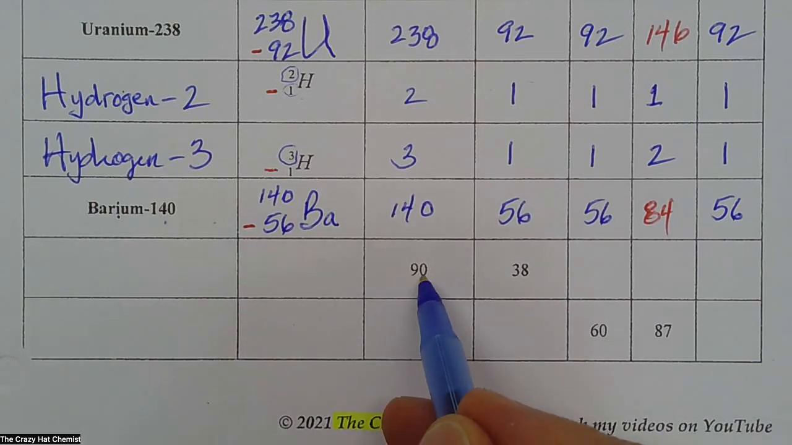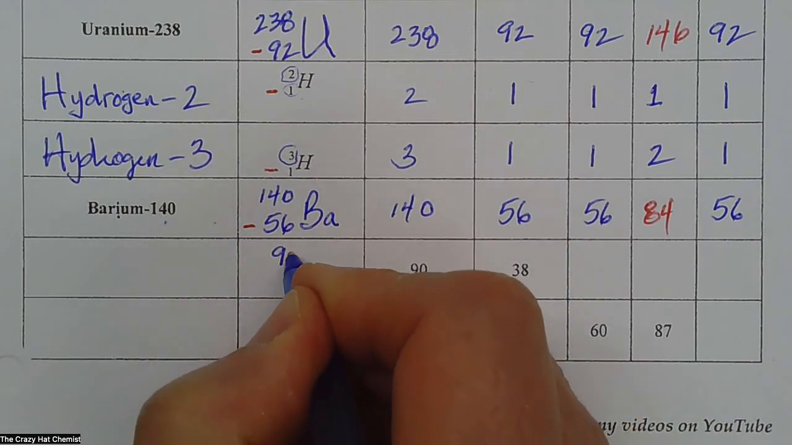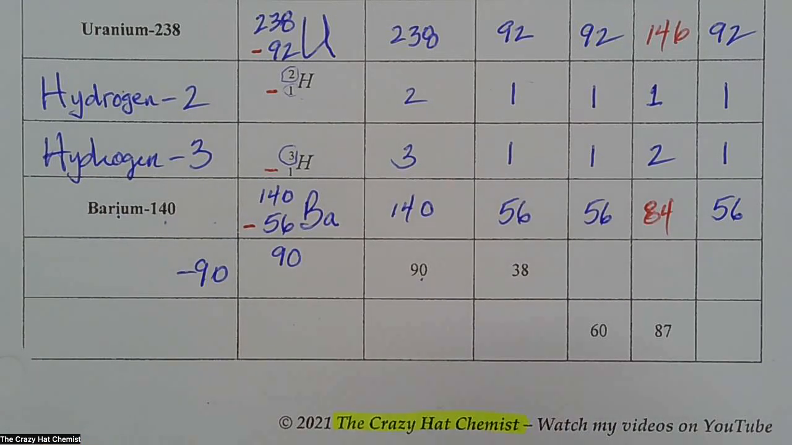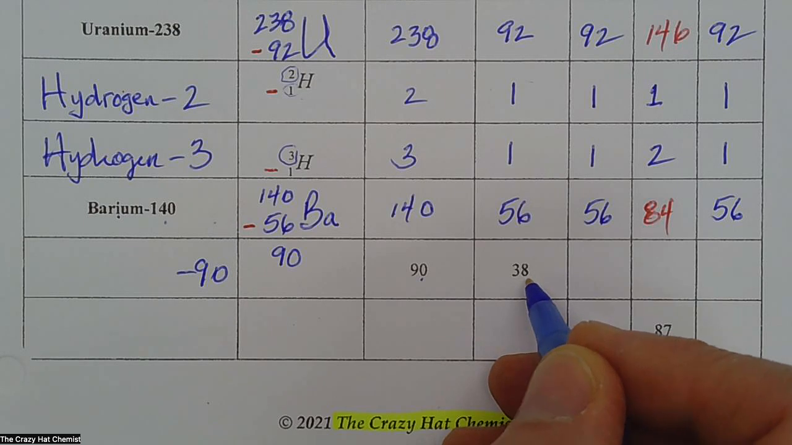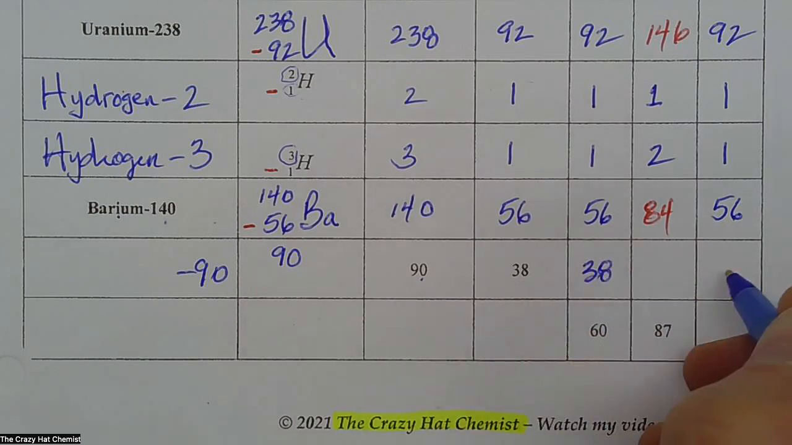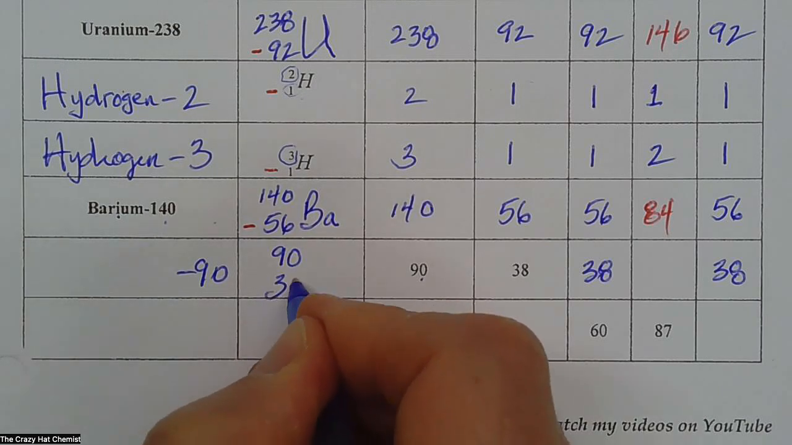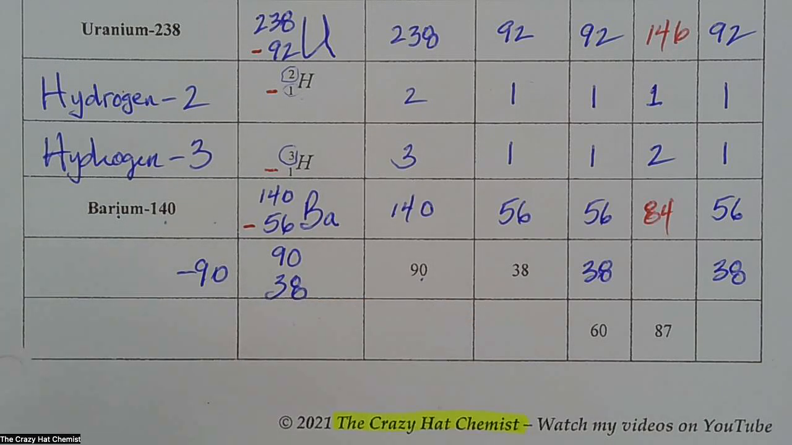All right, the next one has an atomic mass of 90. That's going to go there. That's going to go here with a dash right before that. And then atomic number of 38. So that's 38 protons and 38 electrons. And 38 is the atomic number. So if I were to take the difference between 90 and 38 right here, I'm going to get 52, and that's the number of neutrons.